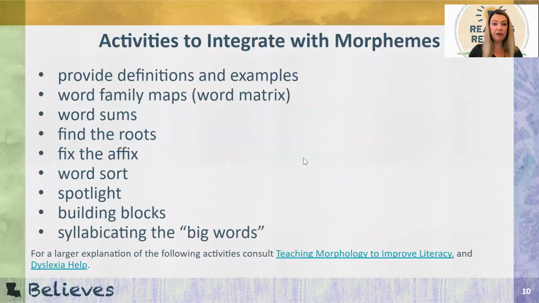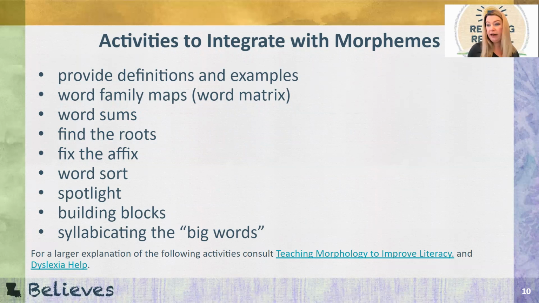Especially with the ones that are current for your particular student's needs. So these are some different activities you can use to integrate with morphemes. We're focusing specifically on word family maps or word matrix today, as well as Spotlight. But the link at the bottom has more explanation on all of these different activities.